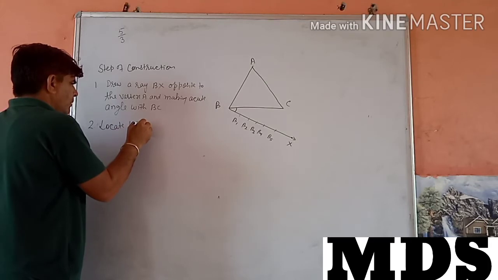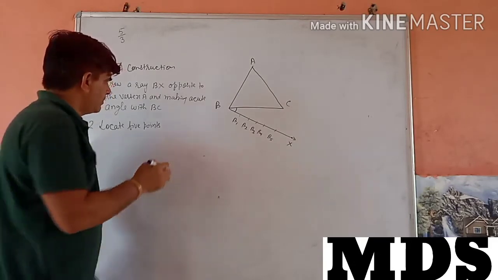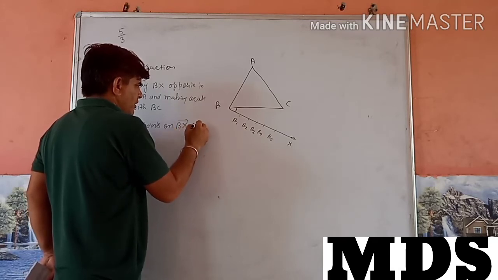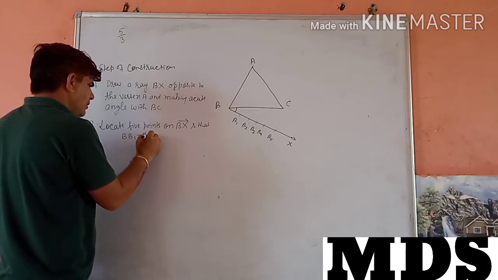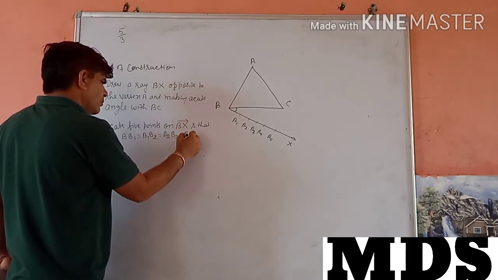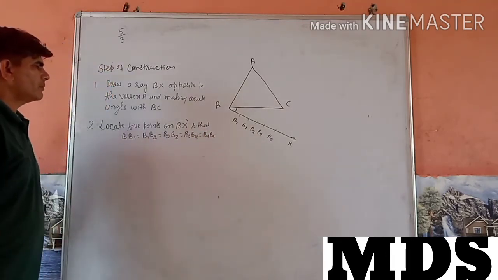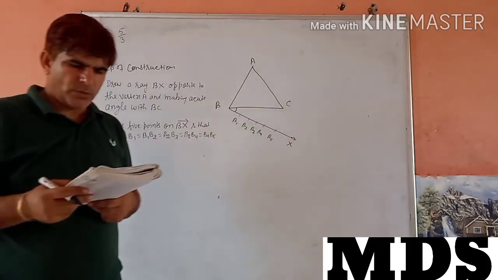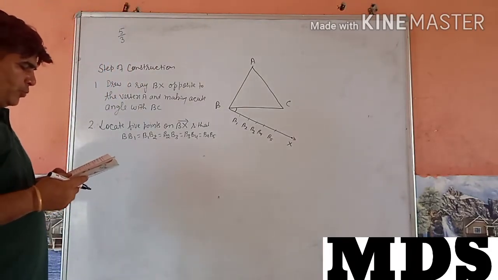So locate 5 points on the ray BX such that B1, B2, B3, B4, B5 are equal distances apart. Understood? Here 5 by 3, so 5 is greater than 3. You have to take how many points? 3. Draw a line through B5 parallel to B3 C.